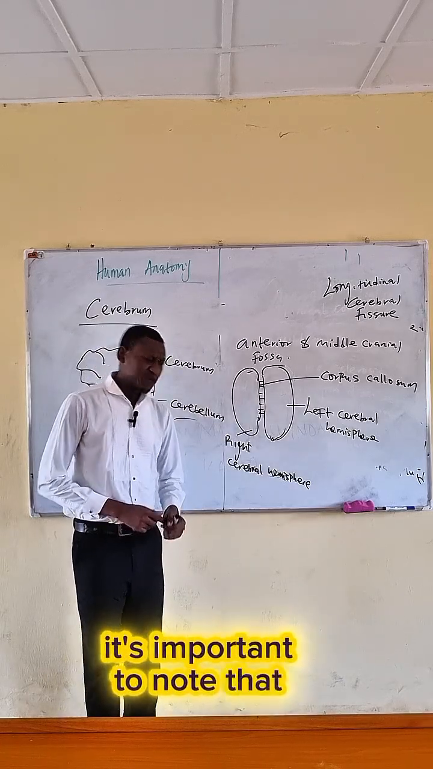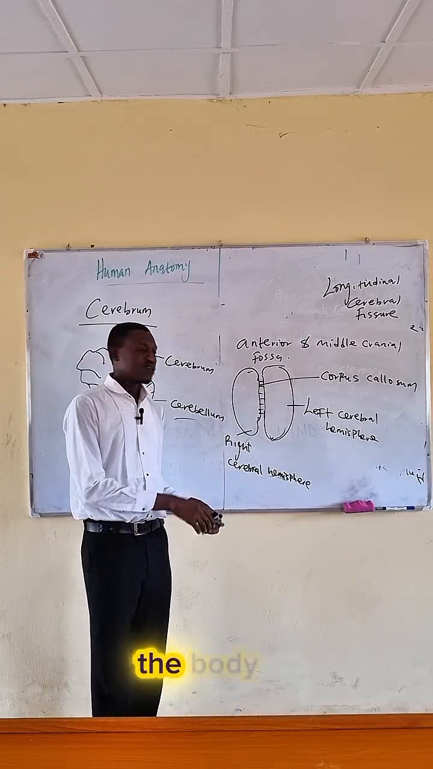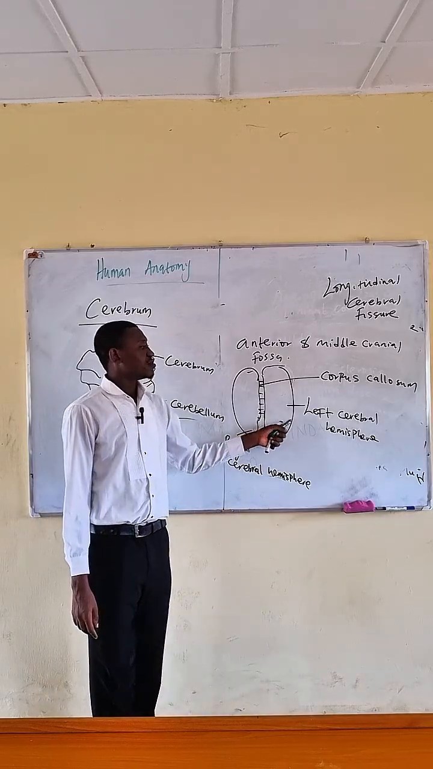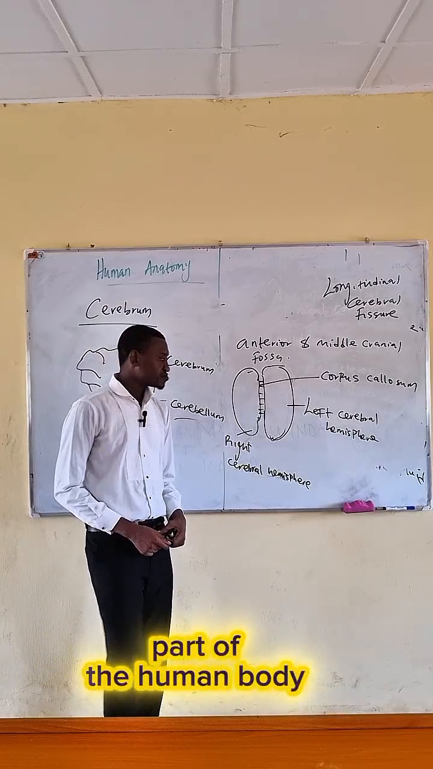It is important to note that the right hemisphere of the cerebrum controls the left part of the body, while the left cerebral hemisphere controls the right part of the human body.